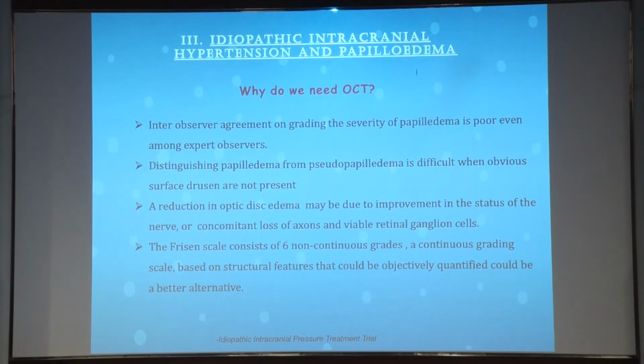Another thing that we've already discussed is that pseudopapilloedema and papilloedema may sometimes be difficult to differentiate when surface drusen are not present. The third reason is that as the optic disc edema decreases, there could be an improvement in the status of the nerve, or it could be because a concomitant loss of axons is occurring at the same time. So it is very difficult to tell whether the disc edema is reducing because of the improvement in the clinical status, or because the retinal ganglion cells are being lost.